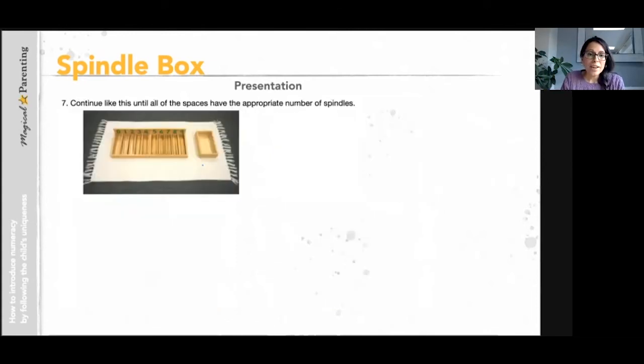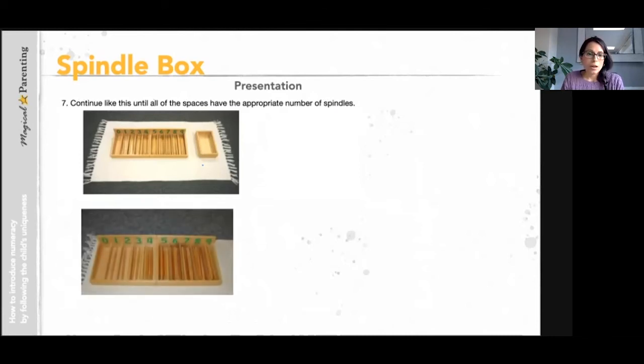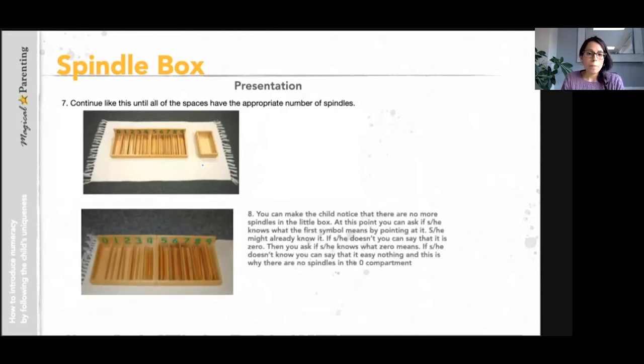When you finish up to number 9, and when it's done correctly, because you are counting with the child, you should not have any spindles left in the little box. So in that case is where you can introduce number 0. Here you can make the child notice that there is nothing else in the box. You can say, oh, but here we still have another compartment empty.